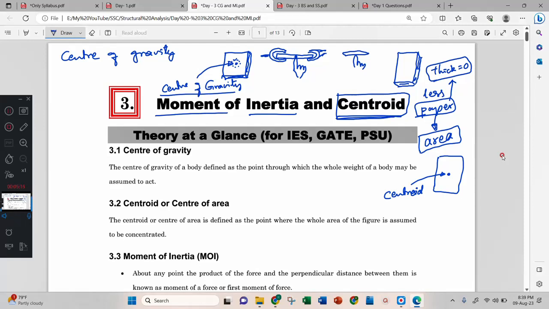Centroid means it is just a thin lamina. Lamina means where thickness is ignorable or zero. Then the entire area is concentrated at a point, and that is called the centroid.